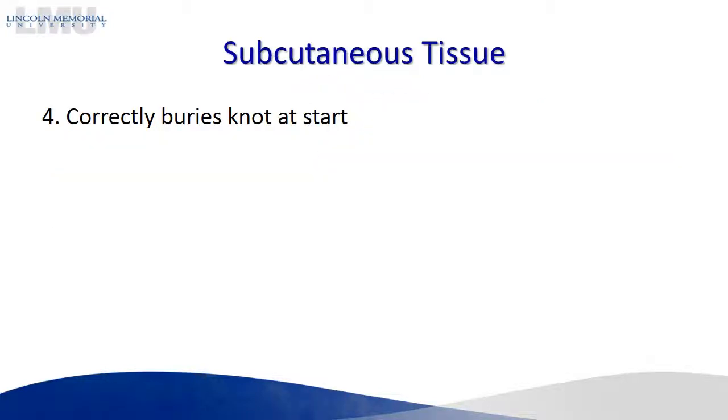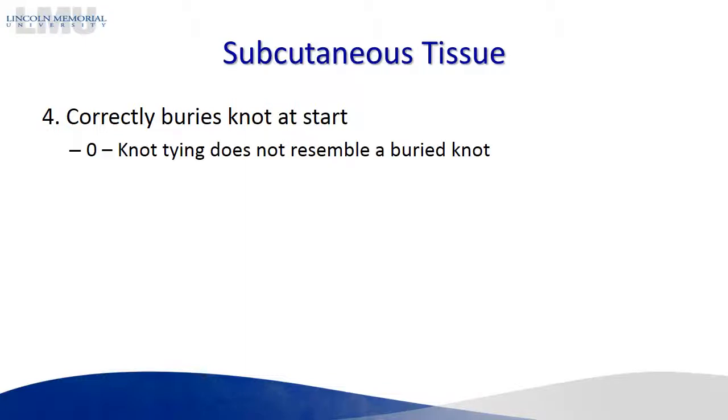When we get to that fourth line item, we've started into the subcutaneous tissue closure. And so that fourth line item is that they correctly bury the knot at the start of a pattern. So an unacceptable scenario is that we don't even really see that the knot that's tied really resembles a buried knot. Student doesn't seem to understand the concepts associated with it. They may be tying completely superficially or not be aware of how to place this at all.